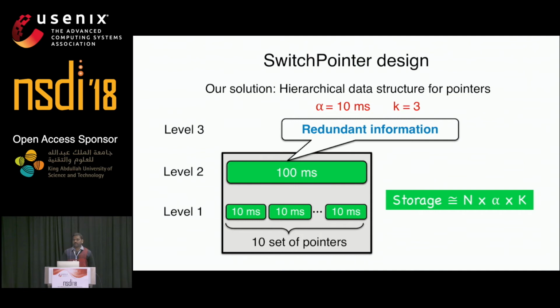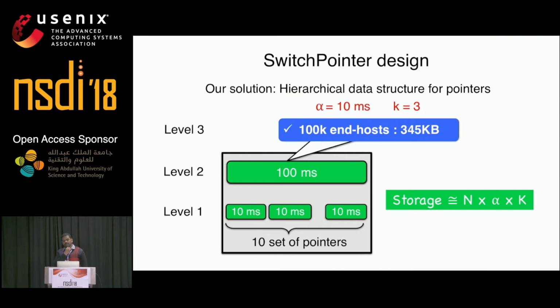When the number of endpoints is fixed, say n, as alpha and k increase, the memory requirements also increase. When alpha is 10 and k is 3, it requires 345 KB for 100 k end hosts.